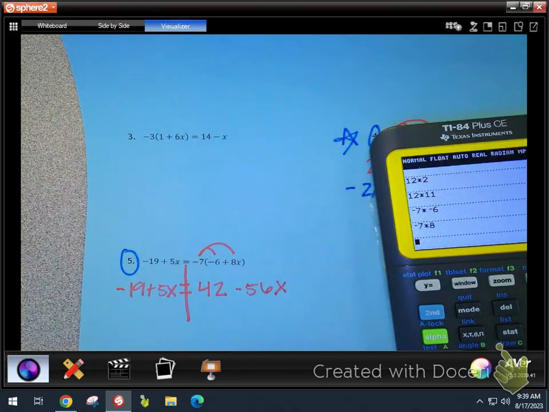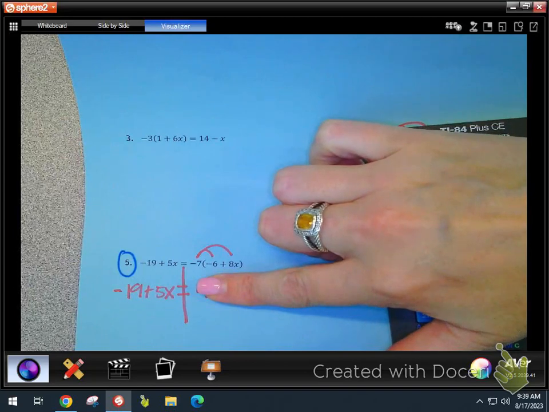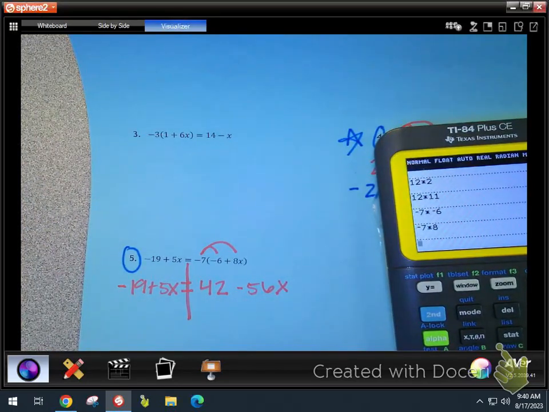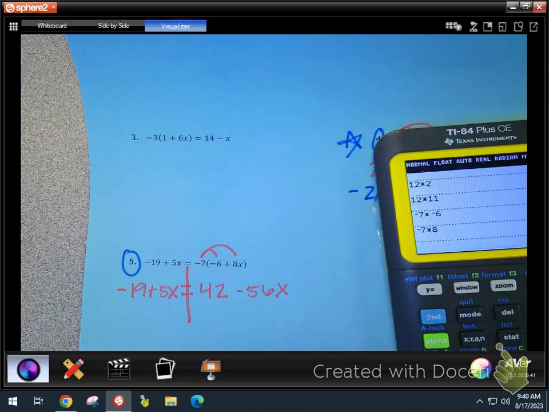Distribute if we need to. Y'all are getting really good at that. Left-hand side. Do I have anything to combine? Just look at the left-hand side. No like terms there. Like terms here? No. How many sides do I have an x on? 2. How many sides do I want an x on? 1. Left or right? Right.